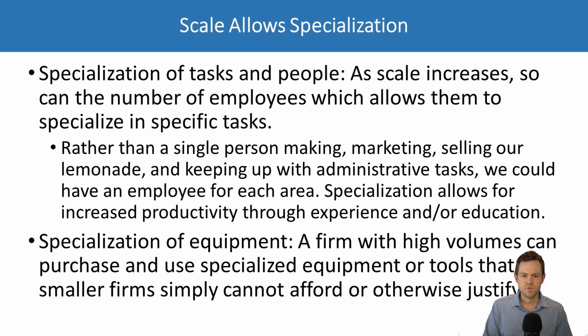Similarly, this allows for specialization of equipment. Firms with large volumes can purchase and use specialized equipment that does one job very well, one job faster and cheaper than other equipment that tends to be more geared towards multiple uses, so that it can be useful for smaller firms that can't afford multiple specialized equipment because they can't justify the expense.